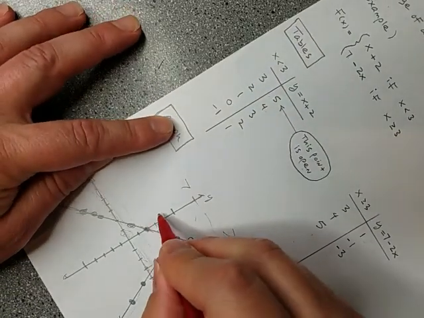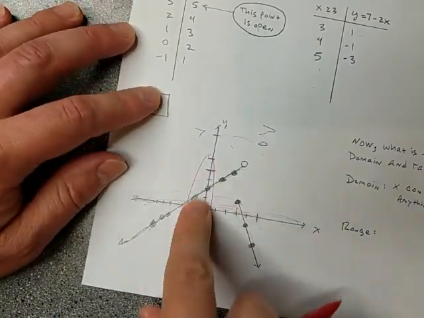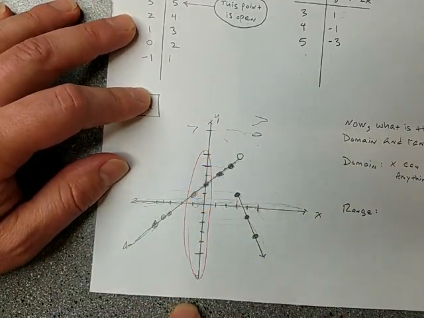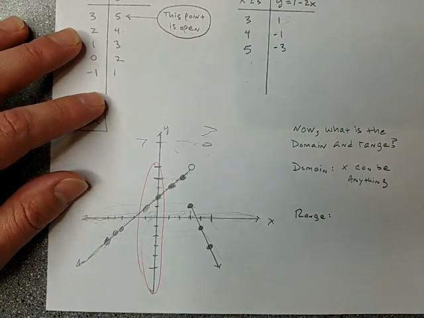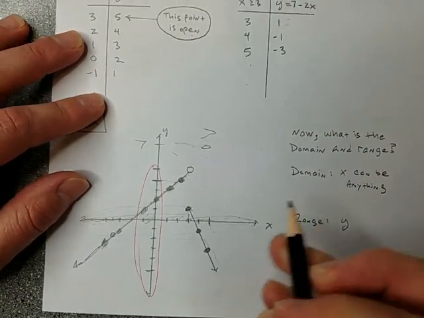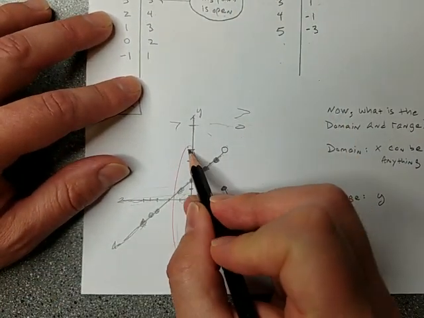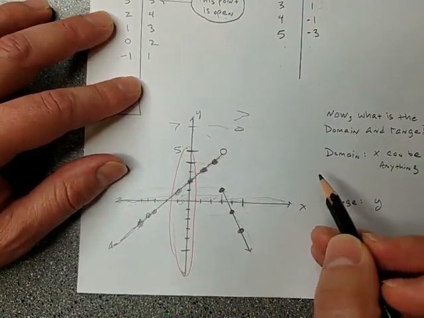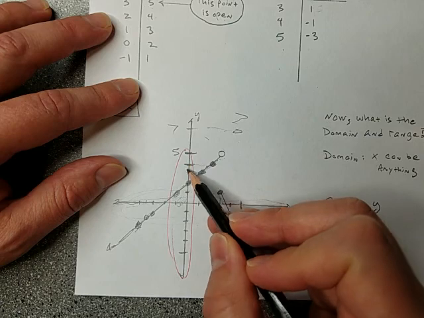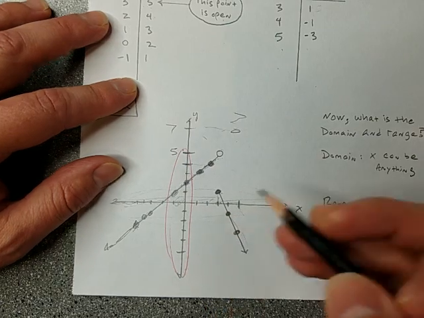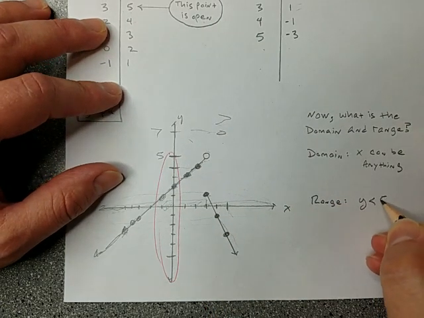So I see this graph spans the y-axis from here down. All right, so let's say like this. Y can be, where's that open point? Let's see, 3 for x, 5 for y. So that's at 5 right there. Okay, so anything below 5. So I'll say y is less than 5.